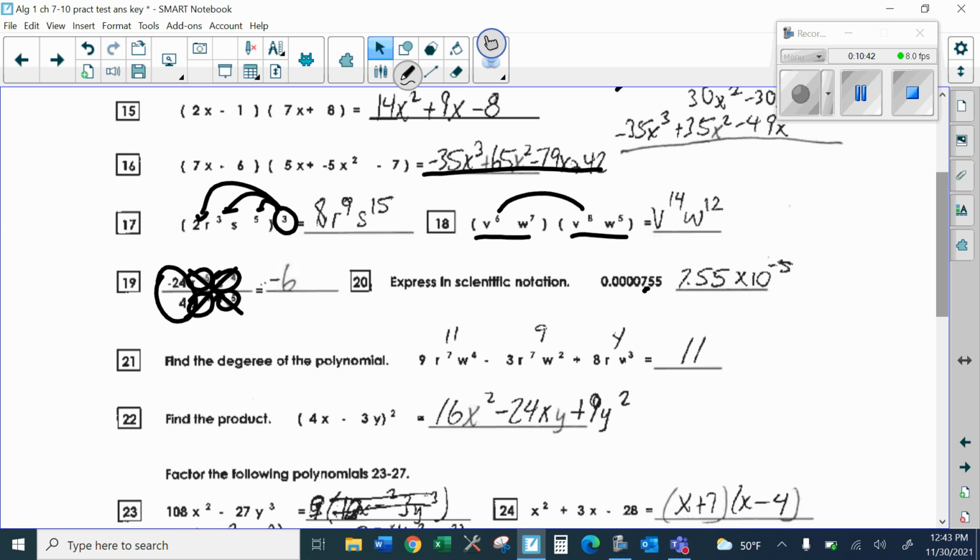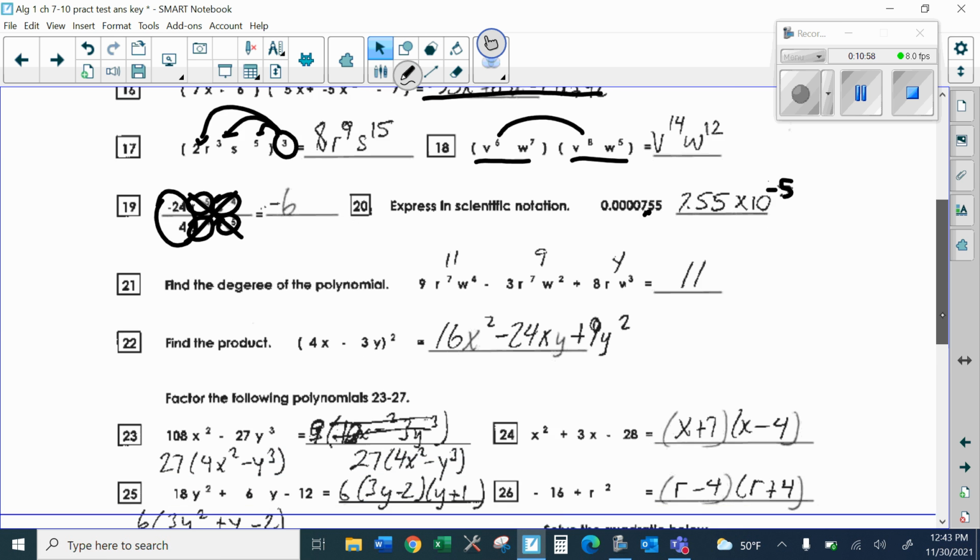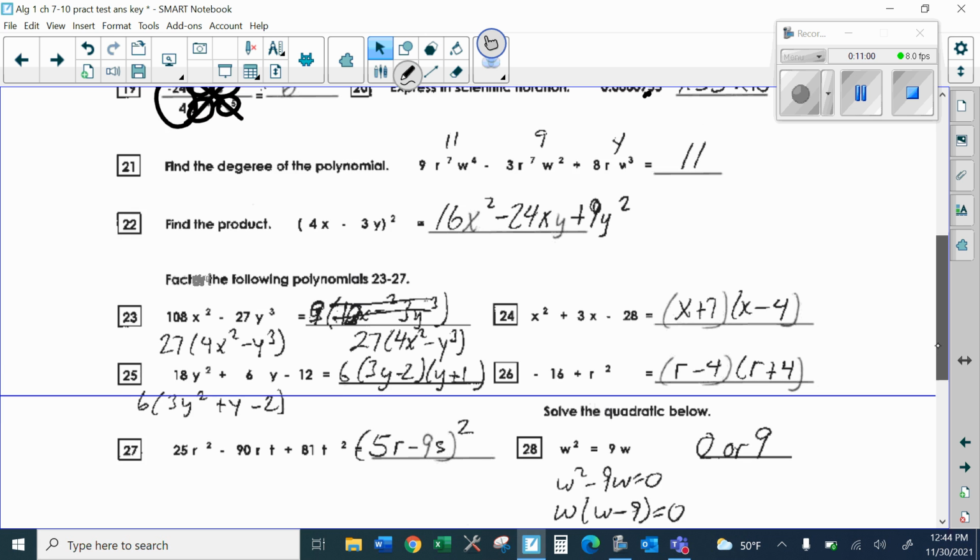Scientific notation, remember, I go ahead and put the decimal. The number has to be between 1 and 10. And so that's 7.55. And then I count back how many places to get back to the original spot. I have 4 zeros plus one more is a total of 5. So I'd have to go back 5. So that's why it's 10 to the negative 5 to get back to its original spot.